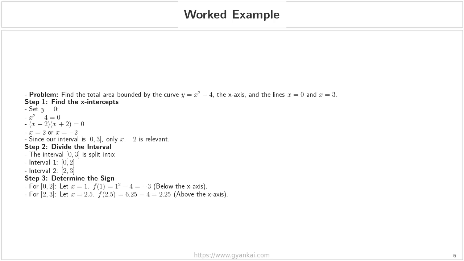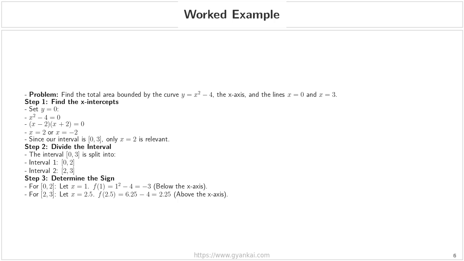Now, for step 3, we need to determine the sign of the function in each of these new intervals. For the first interval between 0 and 2, let's pick a sample point, say x equals 1. When we plug 1 into our function, 1 squared minus 4 gives us negative 3. This confirms the curve is below the x-axis here. For the second interval, between 2 and 3, let's test x equals 2.5.